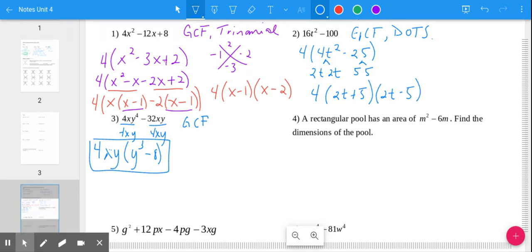And go ahead and try example 4. It's a word problem, but simply put, it just means, because they're asking for the dimensions, so think dimensions of a pool might be length times width, you're looking for the two factors. So go ahead and factor that one and check back in to check your work.